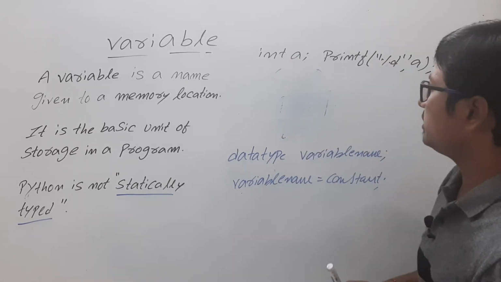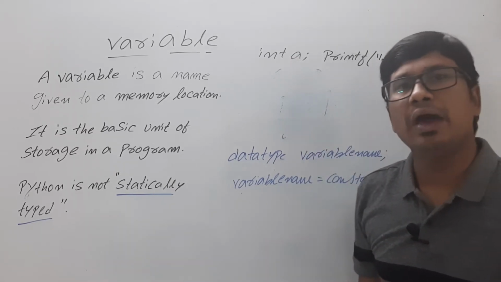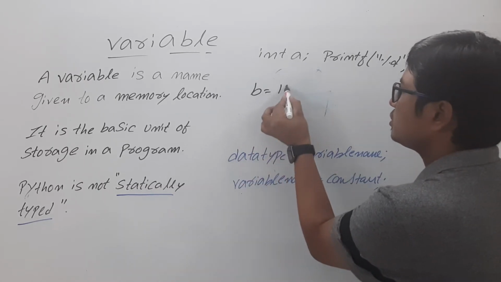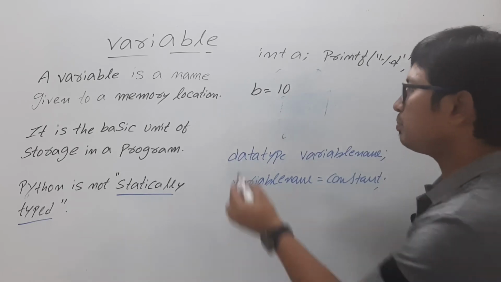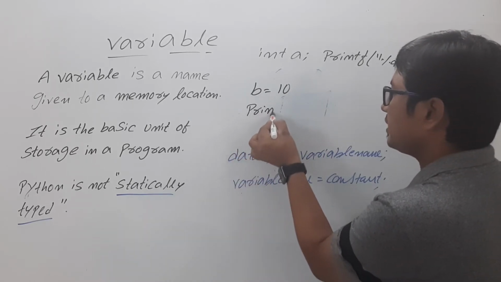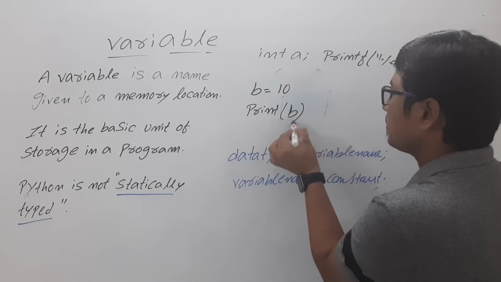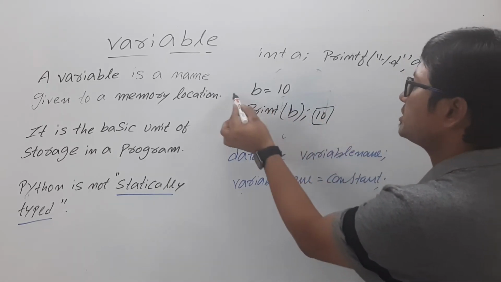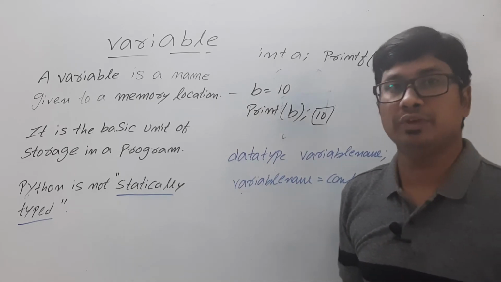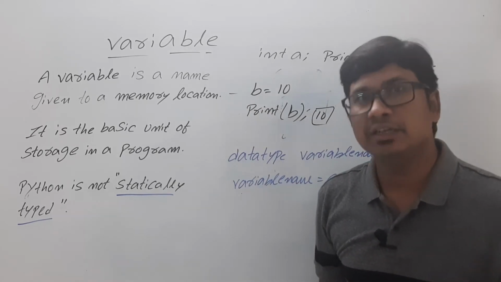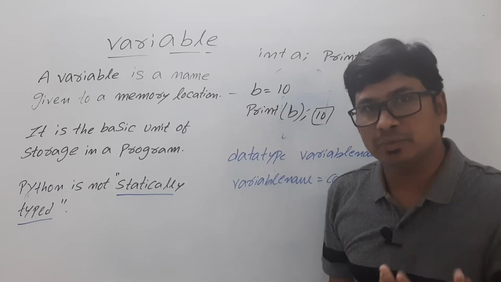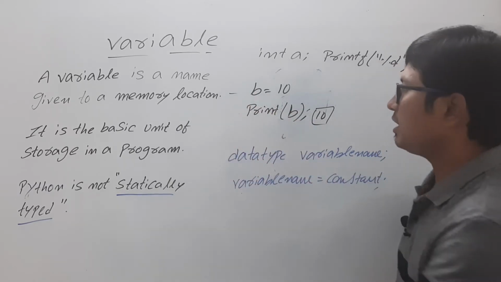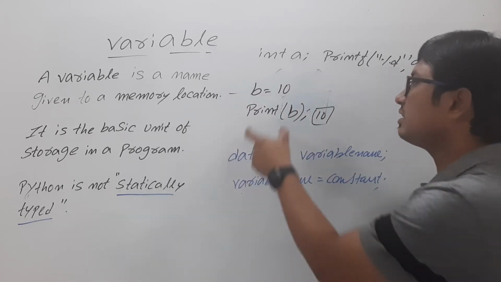Suppose you want to assign a value 10 to the variable b. So you can simply write b is equal to 10. And if you want to print the value, you will write print b. That's all. The value 10 will be printed. Now you are not specifying what data type this variable is, whether it is an integer, a string, a boolean, or a complex variable, because you need not declare the data type.